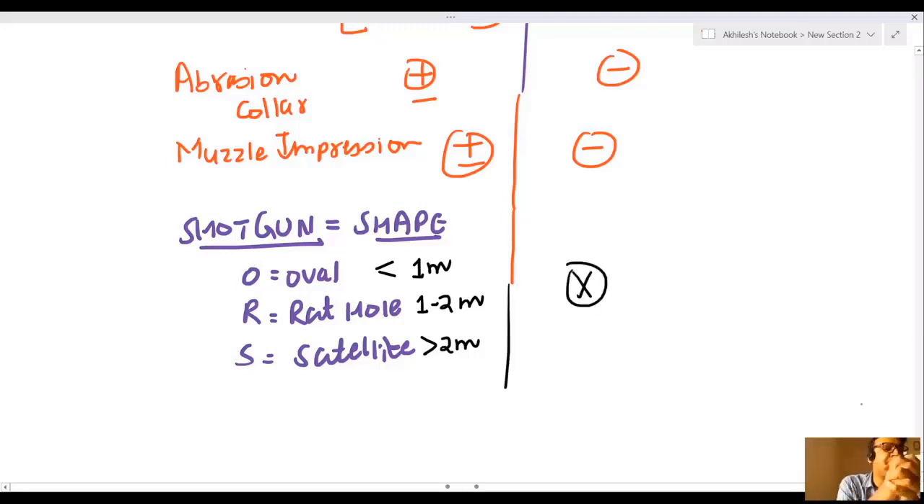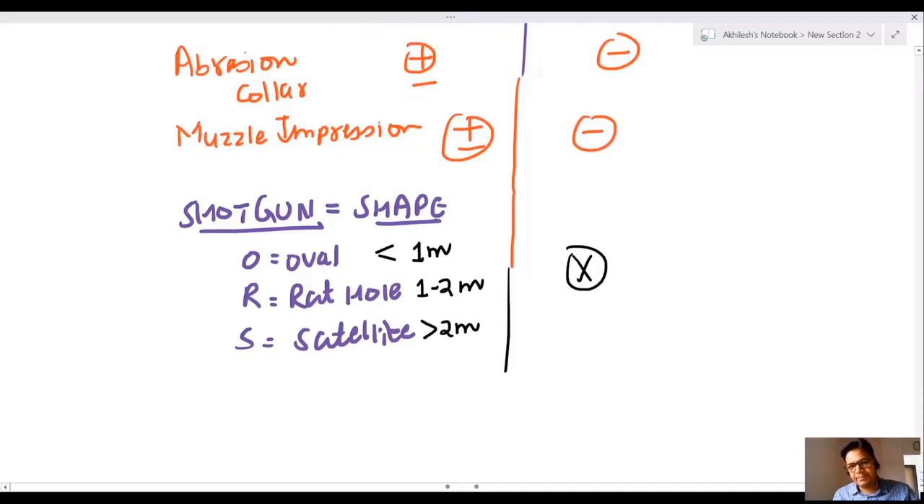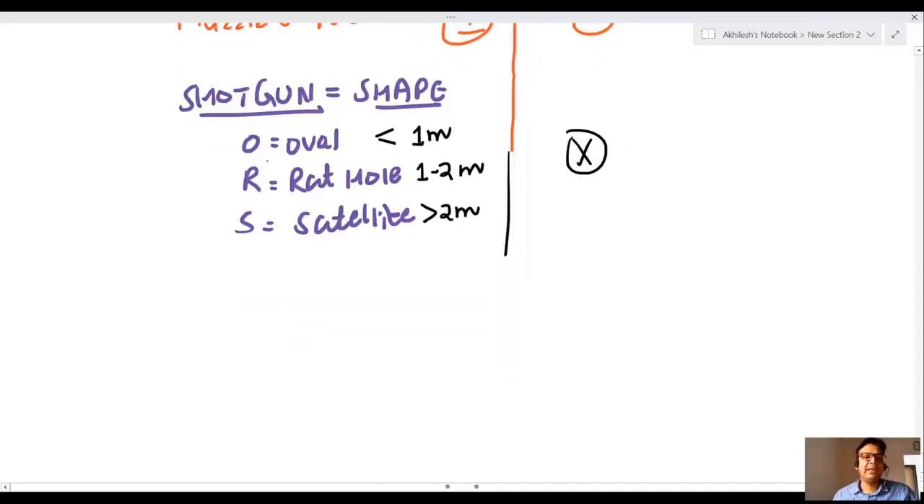Again, I'm revising, my dear friend. Generally, size in entry wound is small, exception is contact shot. Margins are inverted. Tissue is cherry red in entry wound. Abrasion collar and muzzle impression can be present in entry wound. And in shotgun, the shape of entry wound we can remember by a very simple trick, ORS.